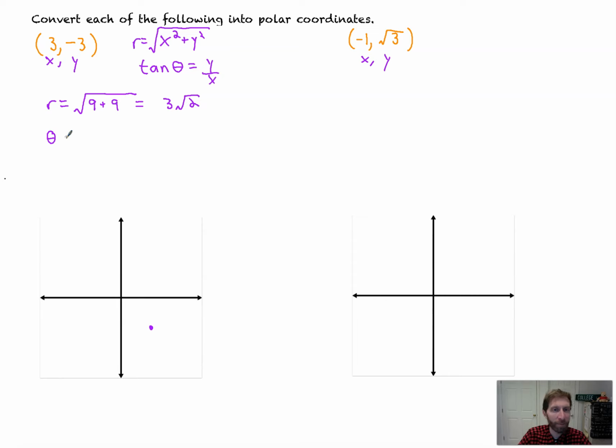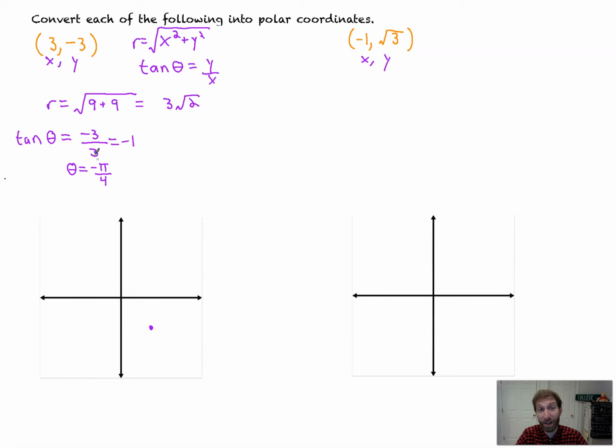And then theta, how are we going to get there? Well, I know that the tangent of theta is equal to -3, or y, over x, which is equal to -1. Now that's down here. There's a couple different ways we could represent that. Remember, there's a multitude of ways we could represent it. So -1, that could be 7 pi over 4. That could be -pi over 4. So that's why I don't just say, hey, use tangent inverse, because that restricts you to one value.